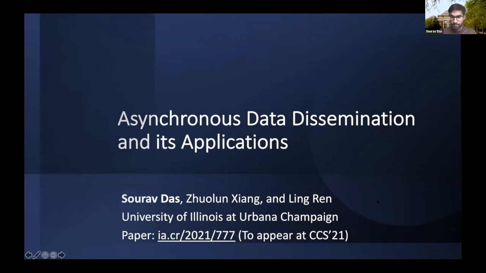So I'll talk about asynchronous data dissemination. We call it ADD in short, and this is a joint work with Jolun and my advisor Lindgren. We are all from UIUC, and this will appear at CCS 21. So let's get started.